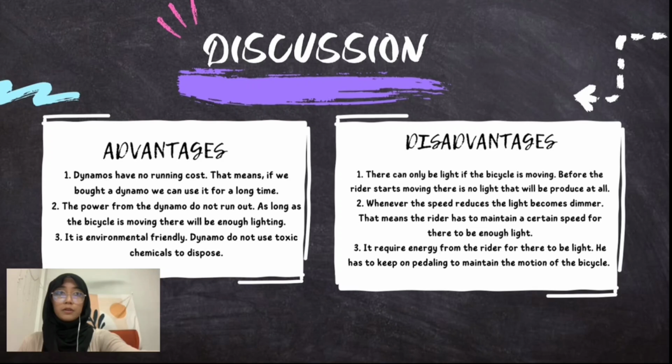So let's discuss the disadvantages of using a dynamo. The first one, they can only give light if the bicycle is moving. Before the rider starts moving, there is no light produced at all. The second one, whenever the speed reduces, the lights become dimmer. That means the rider has to maintain a certain speed for there to be enough light. The last one, it requires energy from the rider for there to be light. He has to keep on pedaling to maintain the motion of the bicycle.